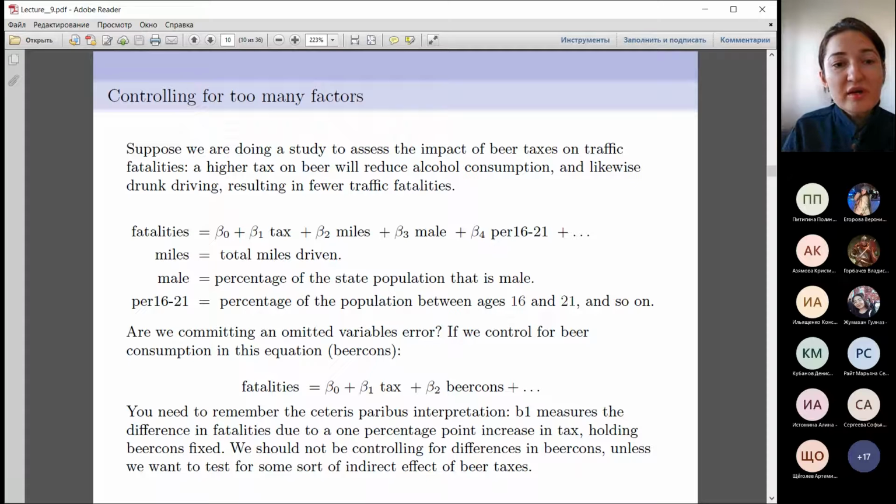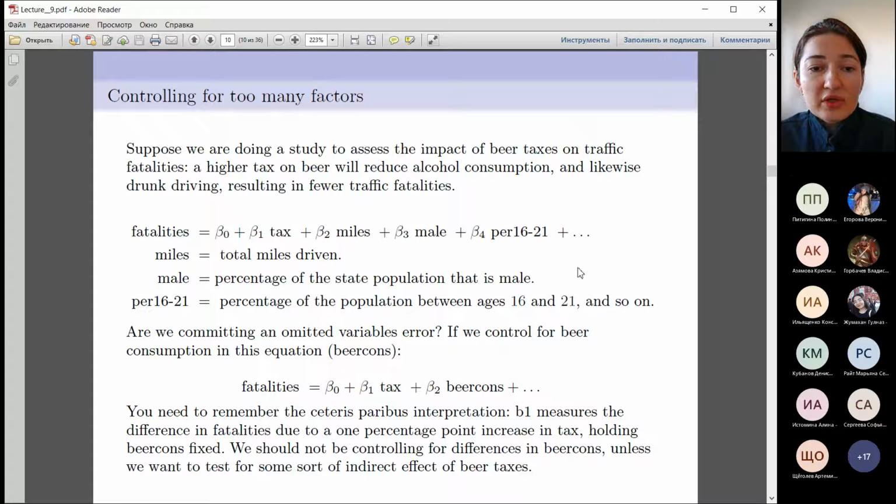So as the dependent variable, we of course want to measure some fatality rates, for example, the cases of fatalities for, let's say, 1,000 people. And the main interest here is the independent or explanatory variable, tax. This means the beer taxes.